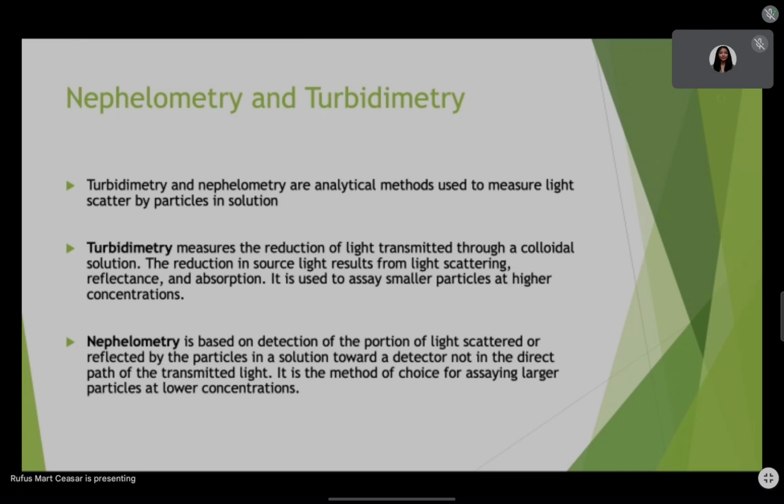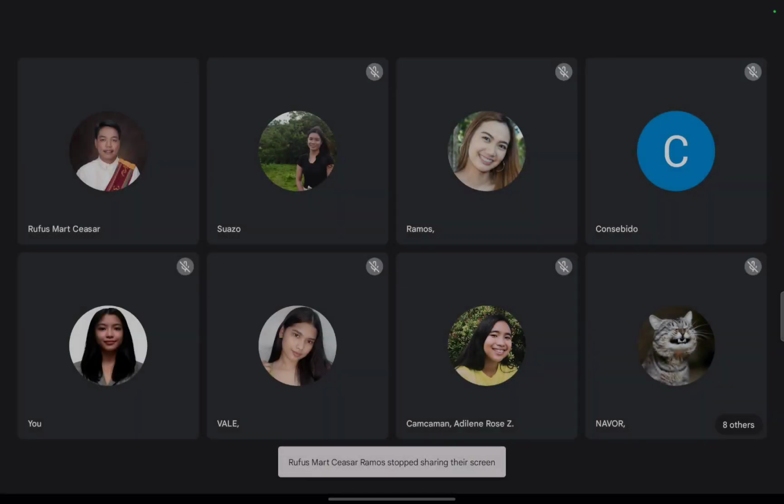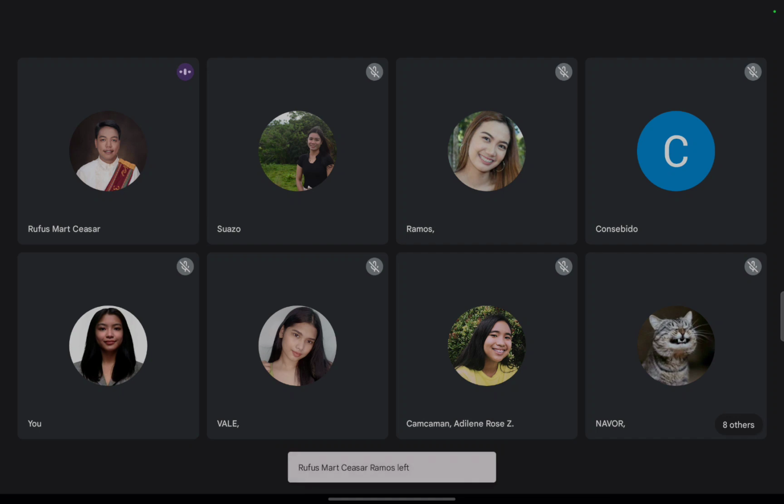Okay. Stop sharing na muna ako. Inom lang ng tubig. Okay lang, inom lang ng tubig.